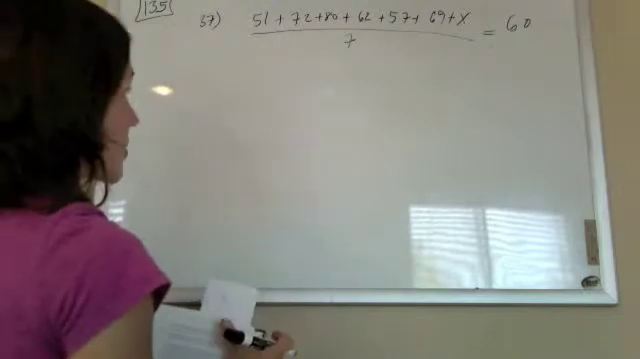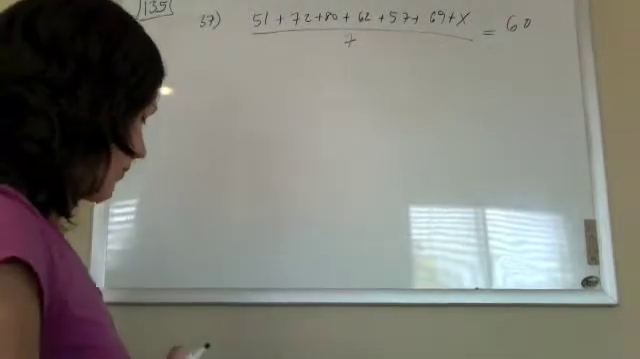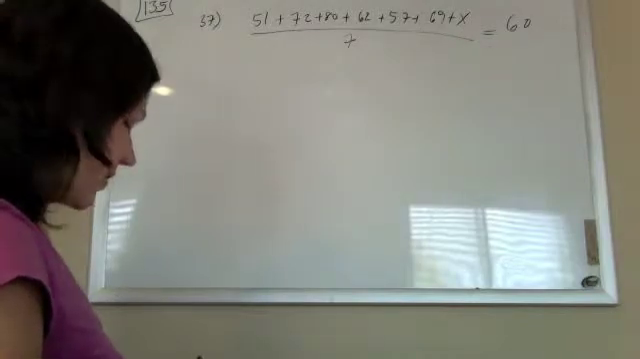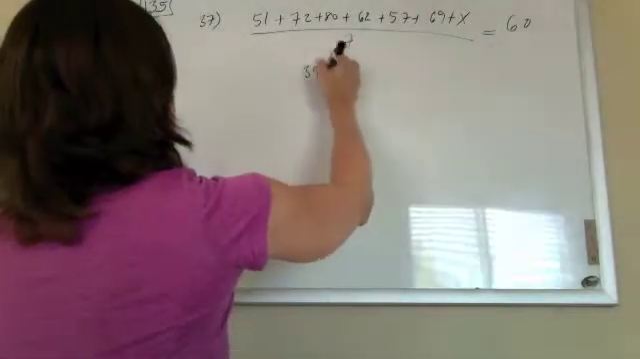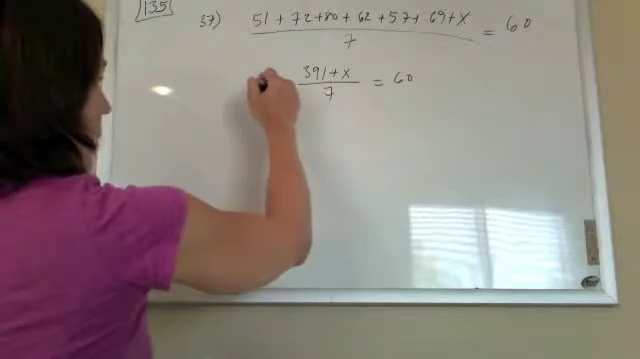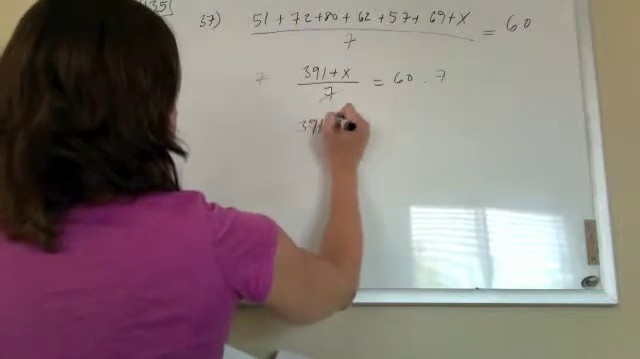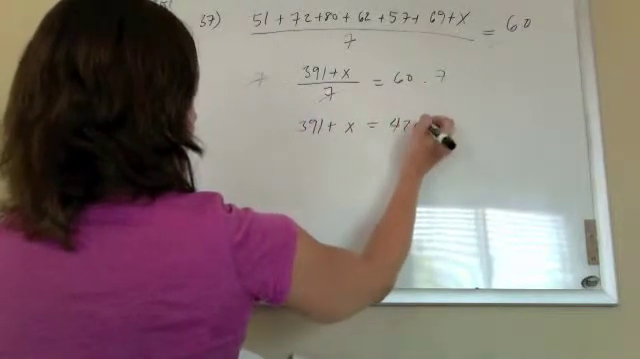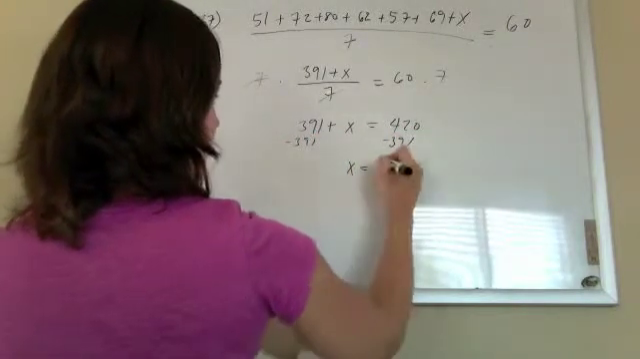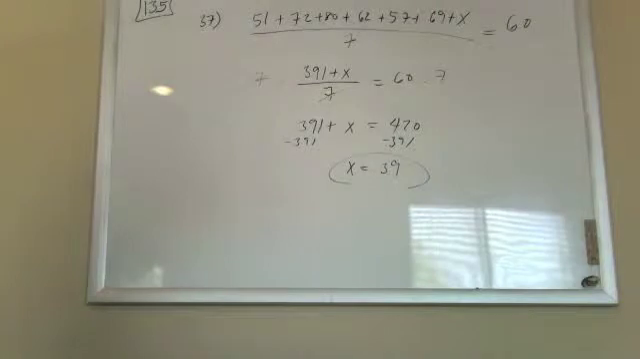So you've just got this little algebra problem you have to solve. If I add all this up, 51 plus 72 plus 80 plus 62 plus 57 plus 69, you get 391 plus x over 7 equals 60. Now I'm going to multiply both sides by 7 to cancel out the 7's. So 391 plus x equals 420. Subtract 391 from both sides, and she needs to get 39 points on that last test to pass the class.